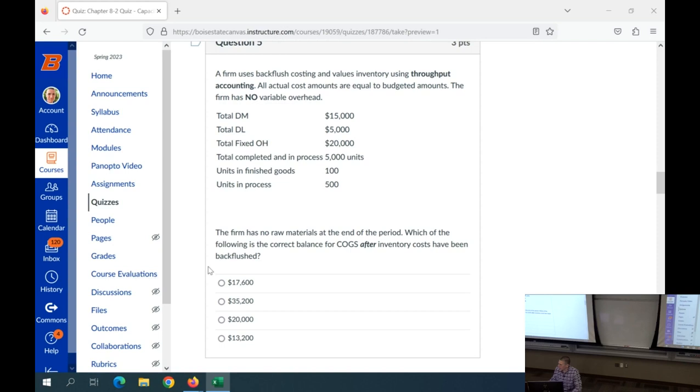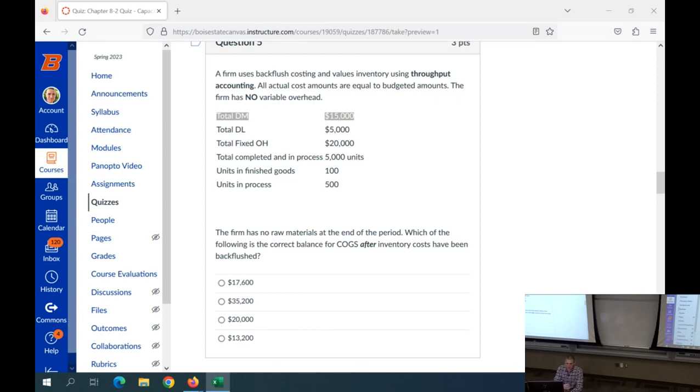So I like a lot of that process. The one problem I see with it is the throughput accounting word right here. So in throughput accounting, only the direct materials are considered a product cost. So put that in the numerator and repeat the process, and I think you'll get the answer I got. I went a different direction. I went with COGS before, and then I did the backflush entry, how much we're backflushing out, and then subtracted that away from the COGS before amount.